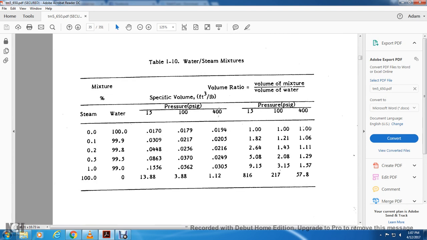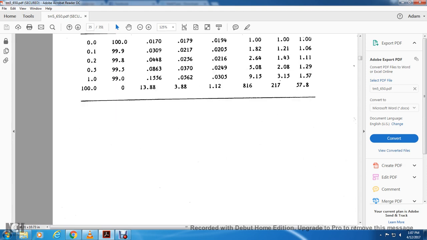Table 1.10 shows the water-steam mixture, the specific volume of the mixture of steam and water, in cubic feet per pound, at pressures of 1500 and 1400 psi. The volume ratio of the steam mixture over the volume of water, per pressure in psi, at 1510 and 400.